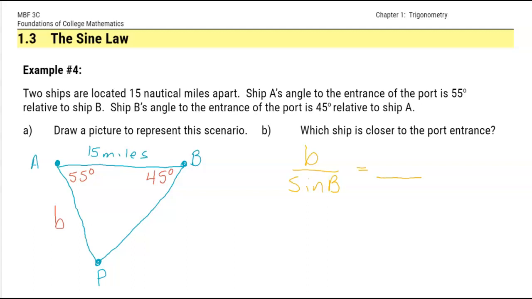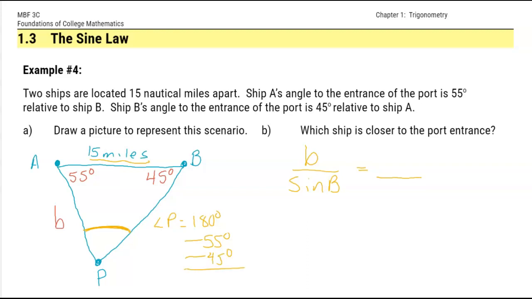And so far, the only side I have is this 15 miles here, which means that I need to figure out angle P. And using my triangle sum, I know that angle P is going to be equal to 180 degrees minus angle A, 55 degrees, and minus my 45 degree angle.